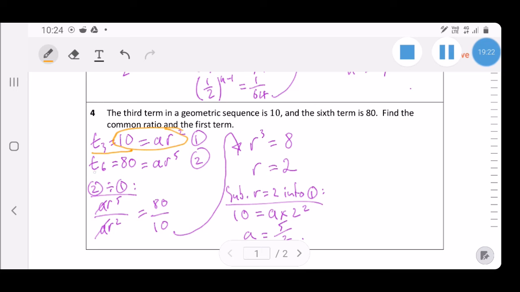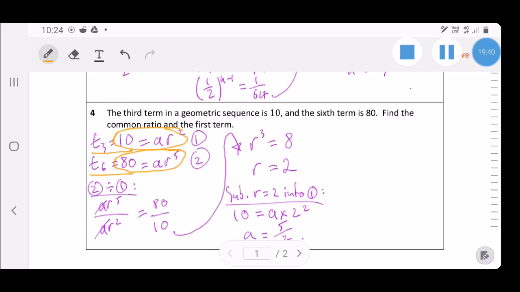So we have that equation. They also tell us that T6 equals 80, but we also know that T6 must equal A times R to the 6 minus 1, which is 5. So we have this second equation, 80 equals AR to the power of 5.